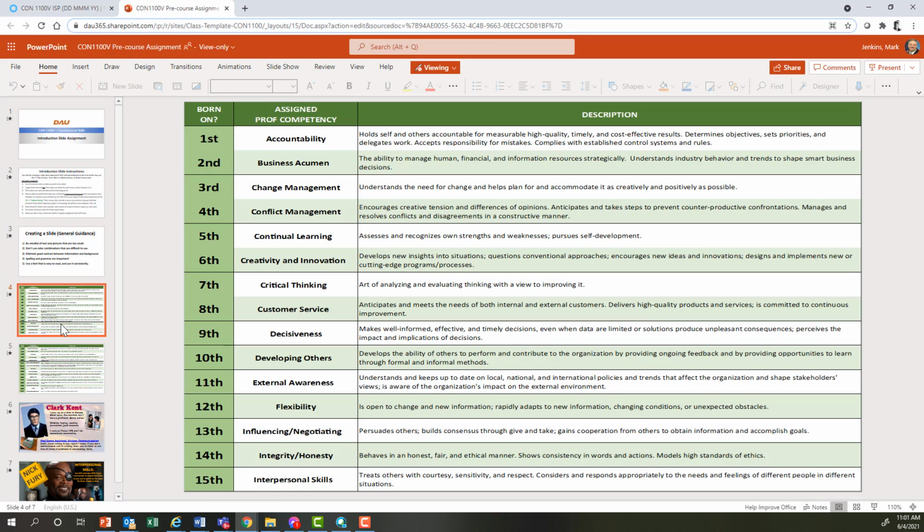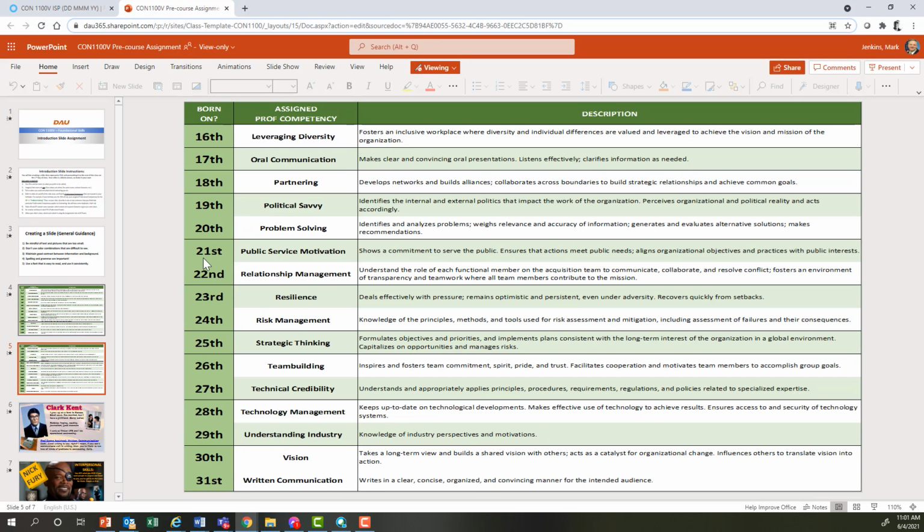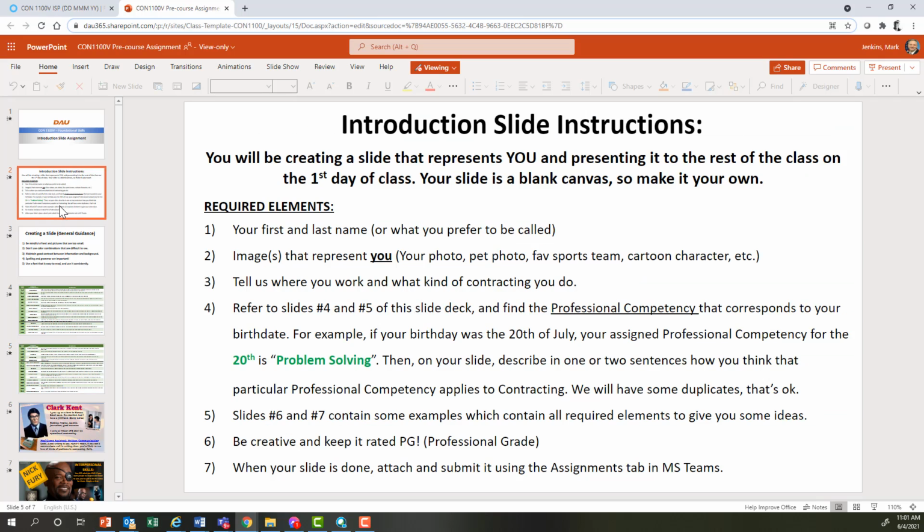So you can see here is slide 4 and 5, and so for example, my birthday is July 20th, okay? And so I would actually be addressing the professional competency of problem solving right here. Okay, now when I go back to the instructions, let me just read this again. So if your birthday was the 20th of July, your assigned professional competency is problem solving. Then on your slide, describe in 1 or 2 sentences how you think that particular professional competency applies to contracting.